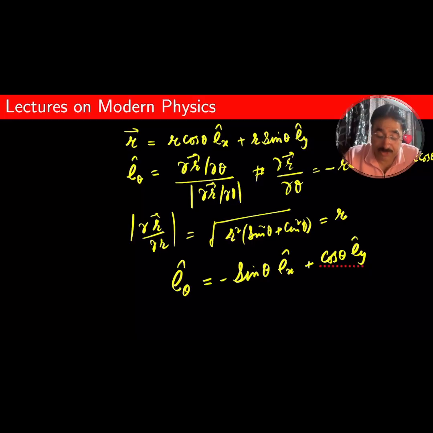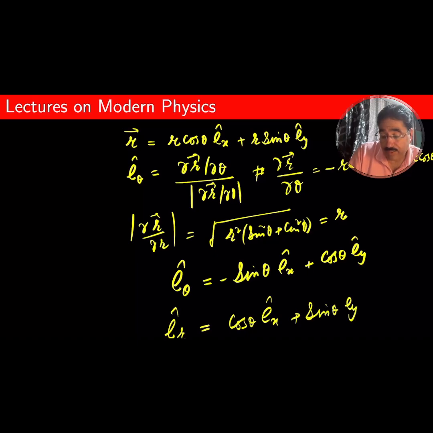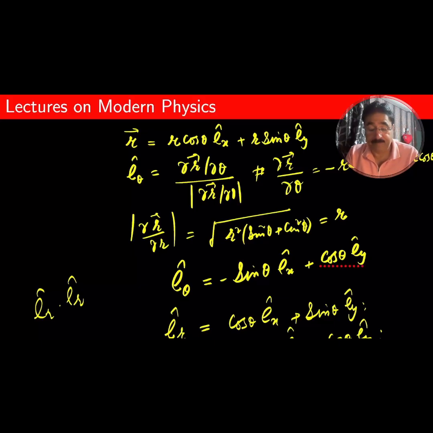So now I have found the unit vectors ER and E theta in terms of EX and EY. Let me write both the vectors. ER is cos theta EX plus sin theta EY. E theta is minus sin theta EX plus cos theta EY. Now from these two equations, you can easily see that ER dot ER, just take the dot product of ER with itself, you can do that exercise, very simple, is equal to 1.